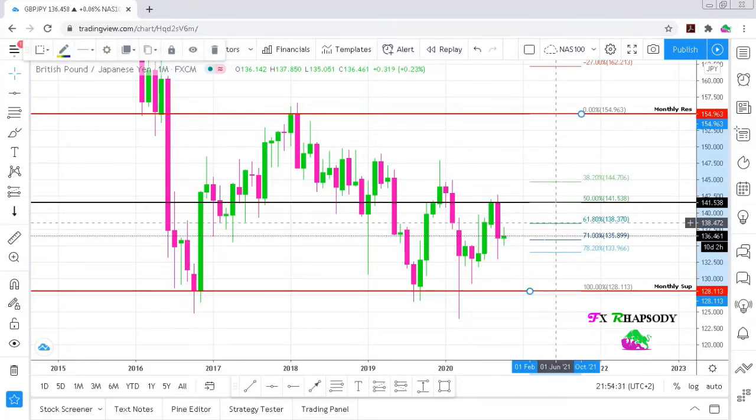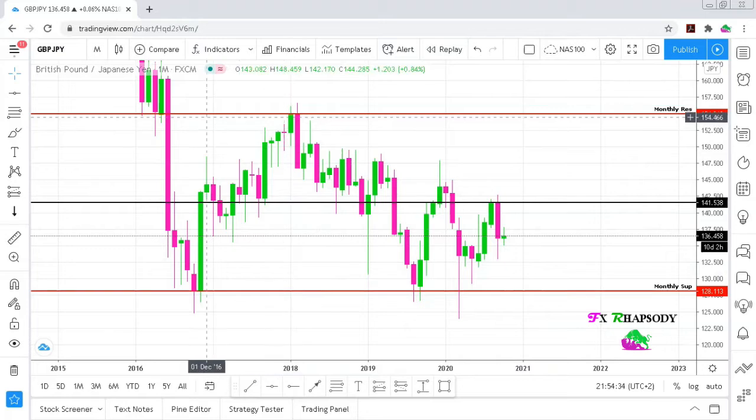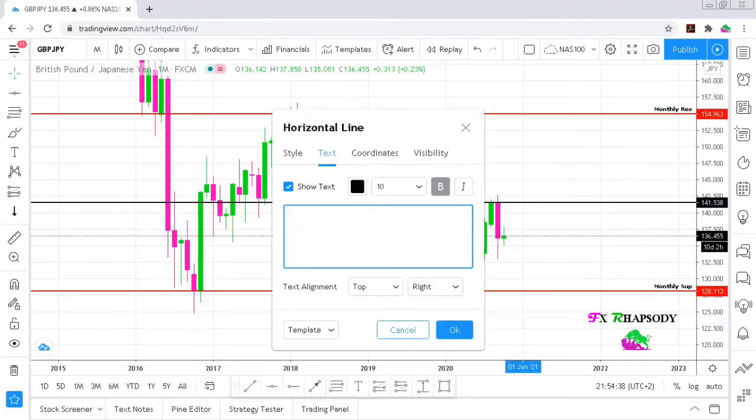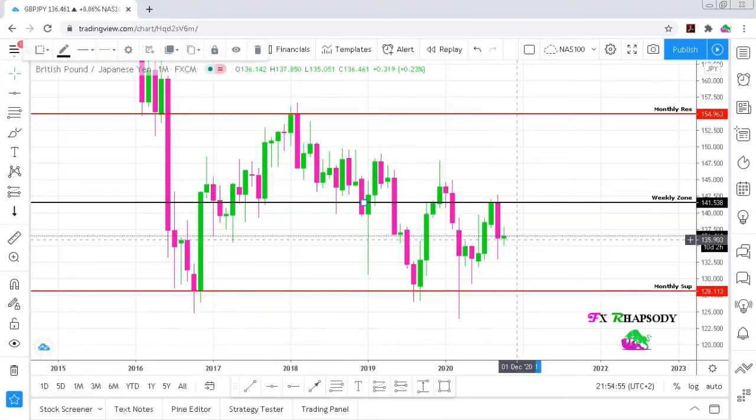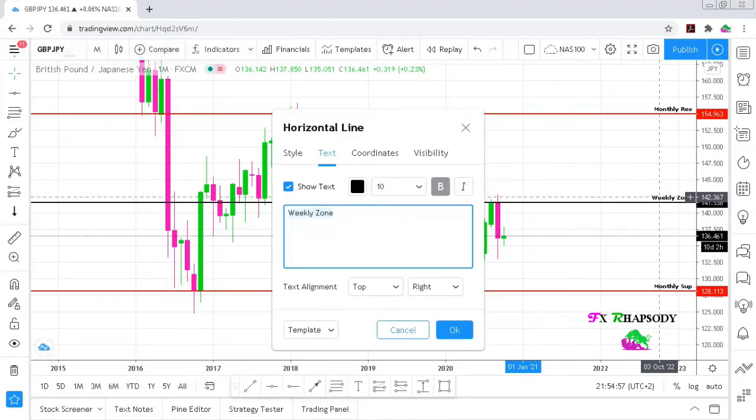Now I will do exactly the same for, let's call it, sorry, I just want to make this the weekly, let's call this the weekly zone, if I can say that, or even better, weekly area.